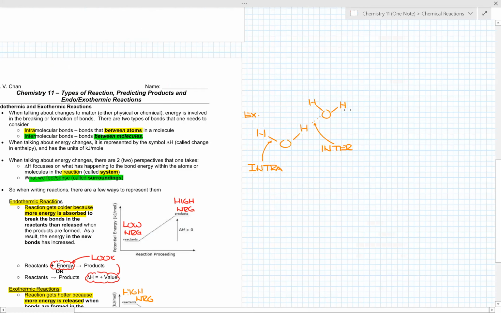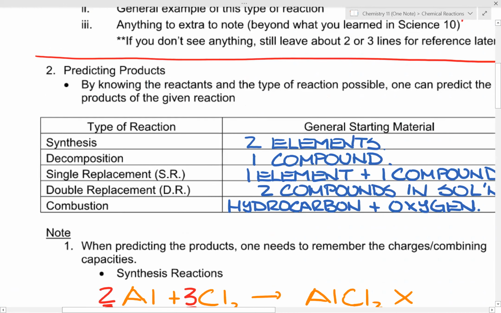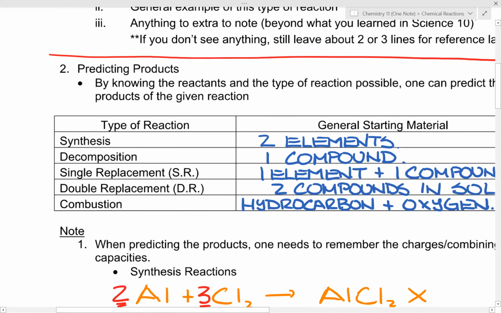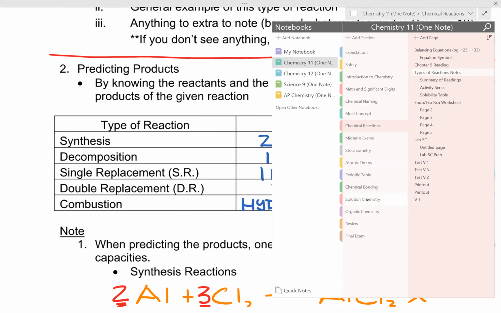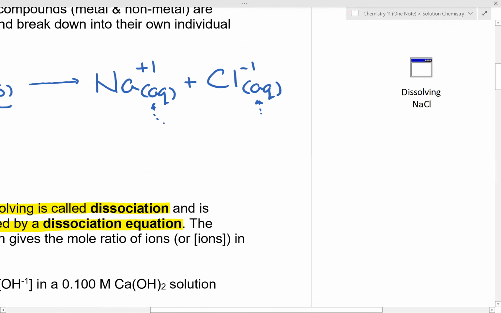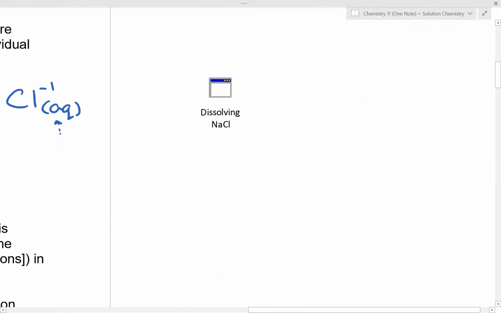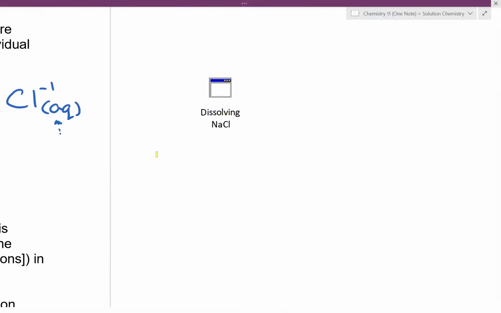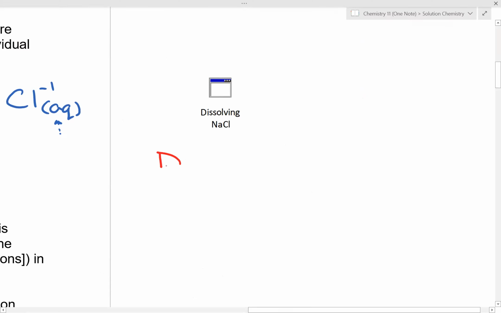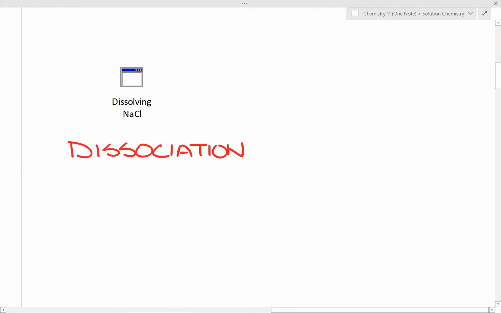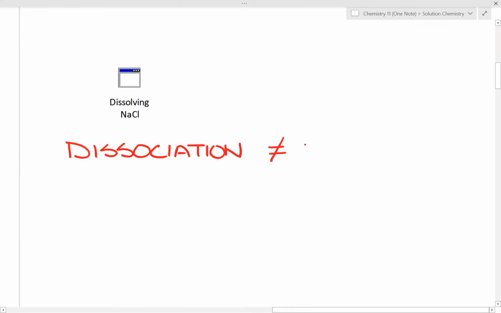You might say, Mr. Chan, could it be decomposition since we have 1 sodium chloride breaking down into its component parts? Could we say that this is decomposition? And the answer is no. Okay, so one thing you should be aware of, whether you write it down or not, you should notice that dissociation is not the same as decomposition.